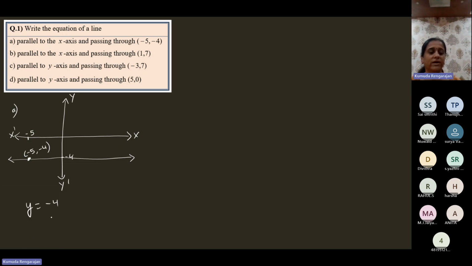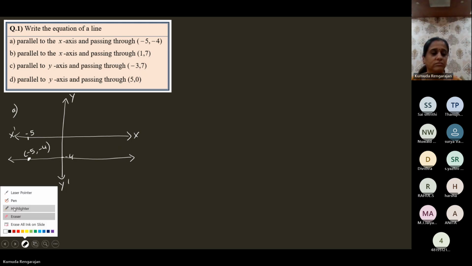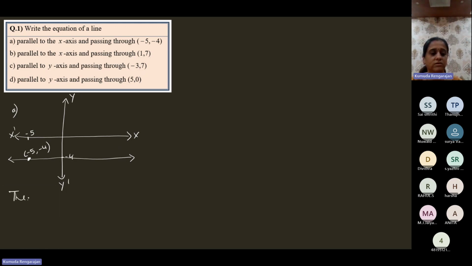Okay, so the required equation is y is equal to -4. In the standard form, it will be y plus 4 is equal to 0. Y is equal to -4, or in the standard form, that is, standard form meaning have all the terms on one side and say equal to 0.